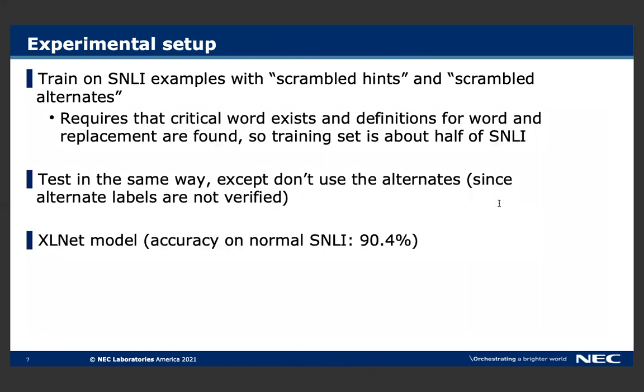We apply this technique to enhance the SNLI training set, training on examples with scrambled hints and scrambled alternates. To get these examples, we need to have a critical word and find definitions for it and its replacement so that the training set is a bit smaller. We test in the same way, except we do not use the alternates because those labels are not verified. We base our experiments on the XLNet model, which gets 90.4% accuracy on the normal SNLI dataset.